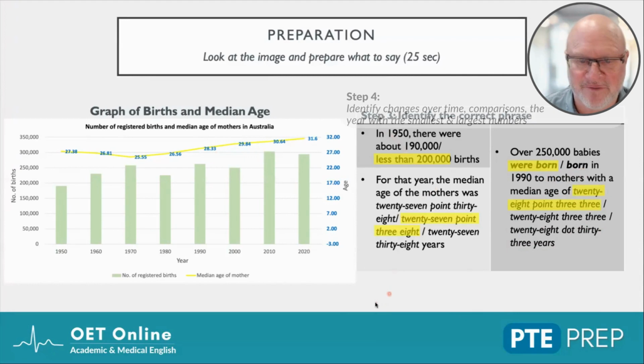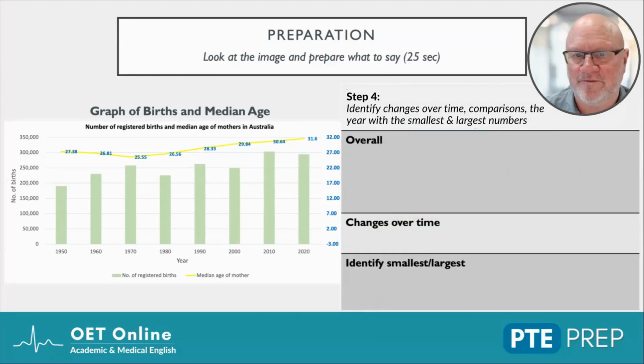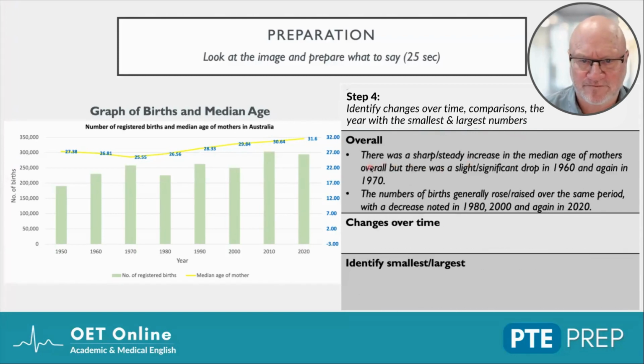That's step 3, everyone. Let's go to step 4. Now we're going to identify changes over time, perhaps some comparisons. And we're going to look at the years with the smallest and largest numbers. So overall, now again, we're identifying what's correct. So looking at these numbers, overall, we're looking at median age. What does this indicate? Drops, then increases.